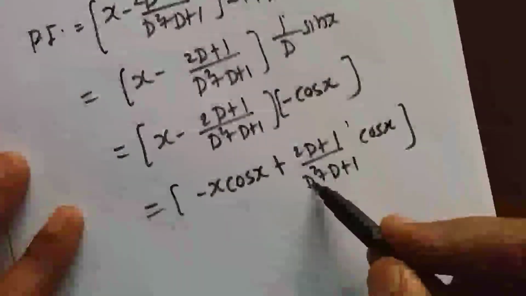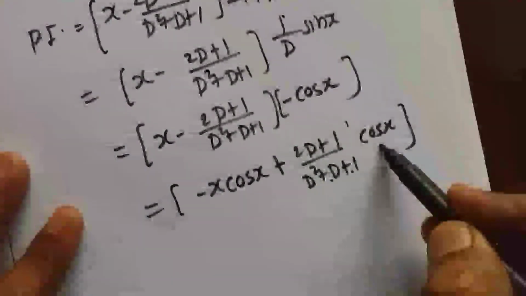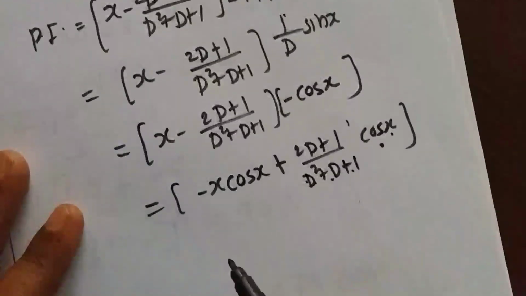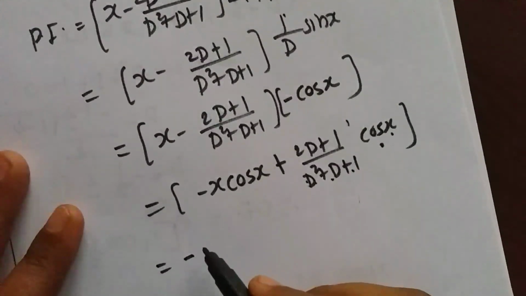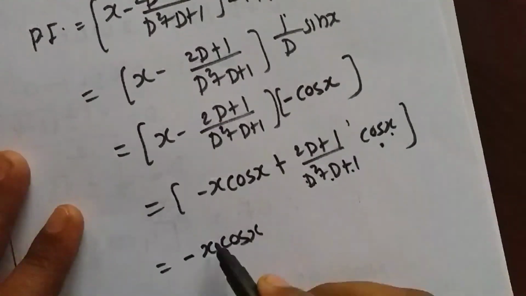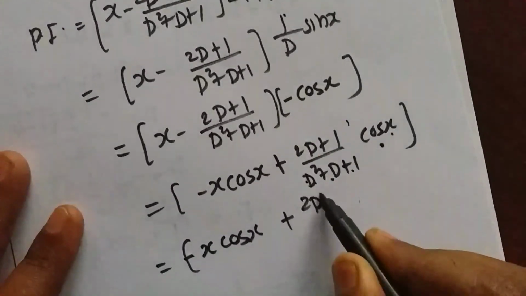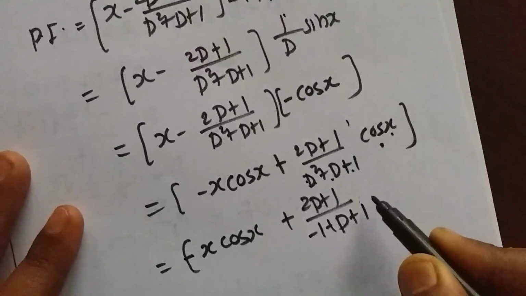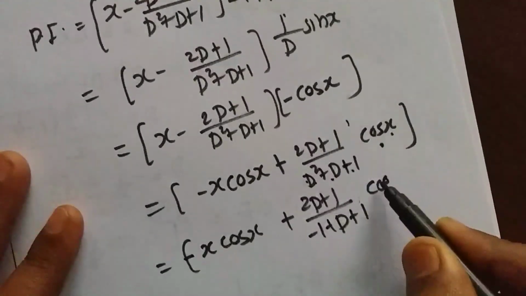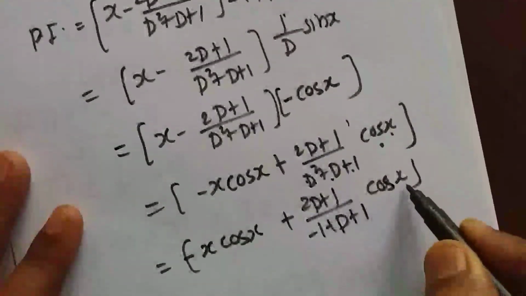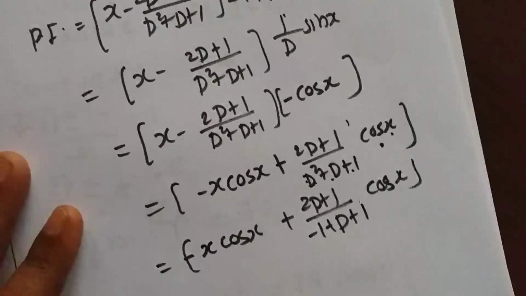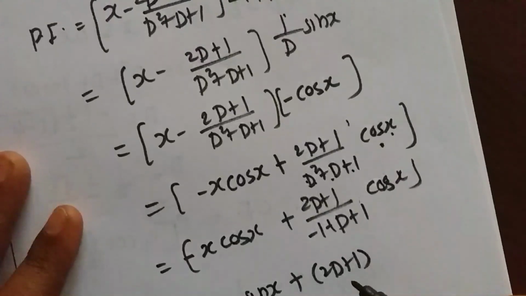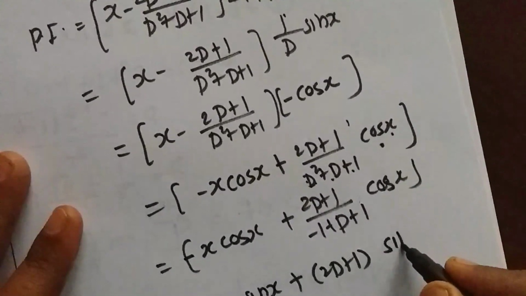Now again 1 upon D square plus D plus 1, we are going to operate on cos. So again replace D square by minus 1. The method of cos and sin is similar. Minus x cos x as it is. 2D plus 1 is in the numerator. So here we'll have D only. Minus 1 plus 1 will get cancelled. Again 1 upon D is the integration of cos. Integration of cos is sin. 2D plus 1 as it is. Integration of cos is sin x.